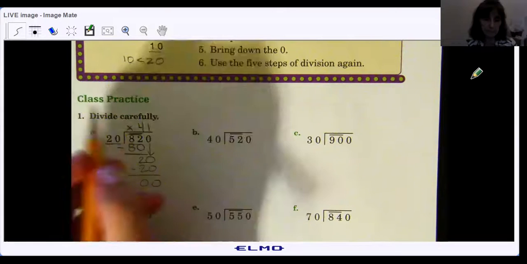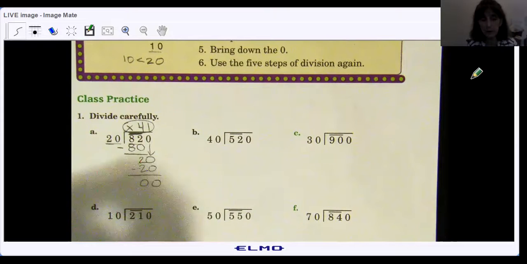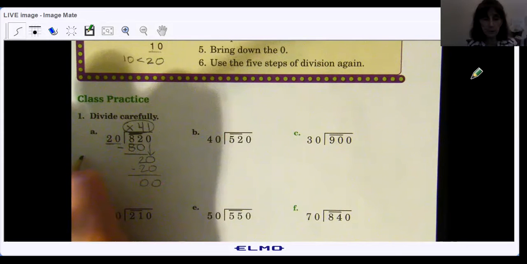And if you wanted to check that, we can check over to the left-hand side if you want to take 41 times 20.